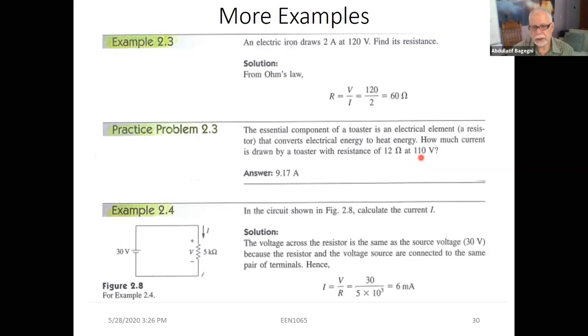Basically, again, Ohm's law, V equals I times R. So then I equals V over R. So basically we divide the voltage over the 12.